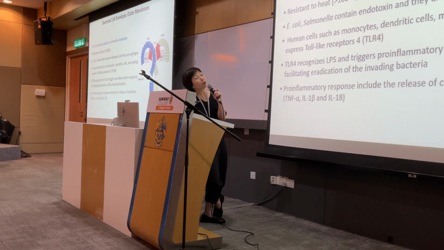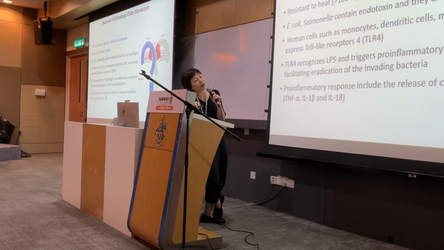TLR4 is supposed to be a monomer when it has not encountered LPS. When it encounters LPS, it forms a dimer. So the dimerization here changes the structure of this, and eventually changes the structure here. This part, which I think is the C terminus, if I'm not mistaken, is actually inside the cytoplasm. This is a membrane. This is a receptor on the cell membrane, and this part is exposed to the cytoplasm.